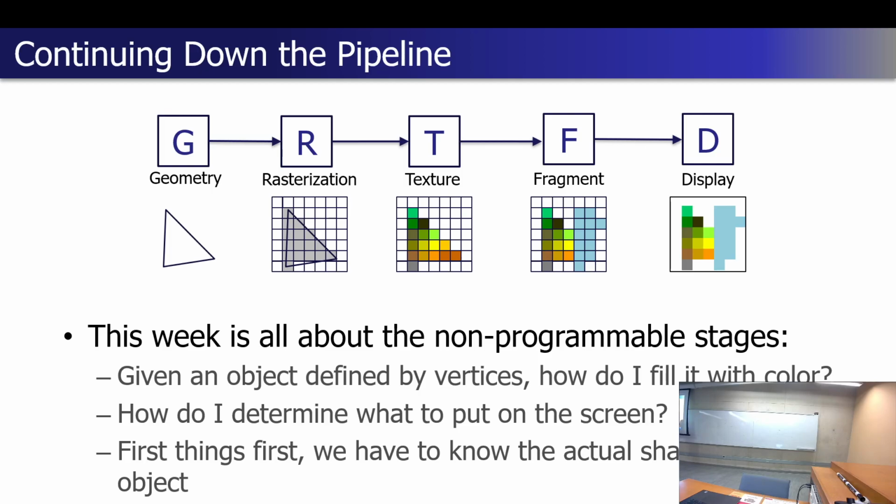So we're answering effectively 3 questions in this topic. The first is, as we go from our geometry all the way down to our display, given an object that is defined by a set of vertices, how do I fill it with colors? The rasterization issue that you're currently getting through in the lab. Next, how do I determine what to put on the screen? What part of our geometry is actually necessary? What parts can be ignored as irrelevant? And then finally, first thing, what is the actual shape of the object and how do we determine that given an input set of data?